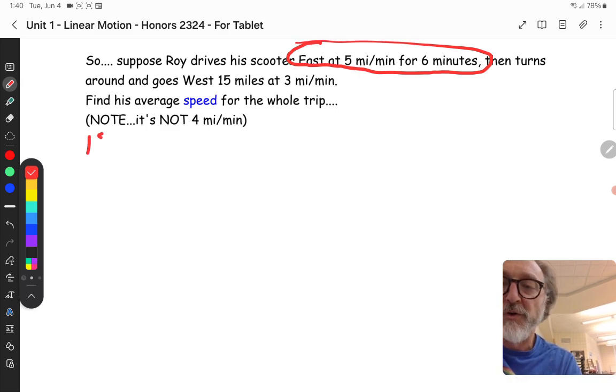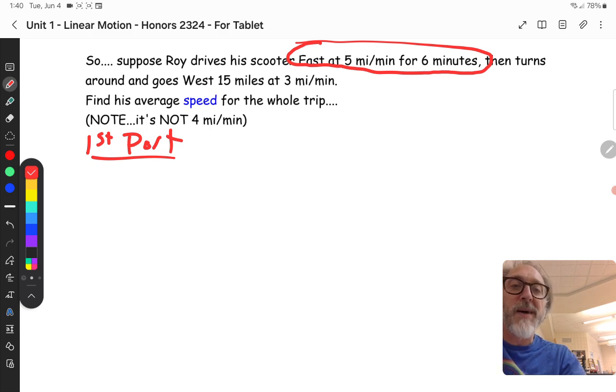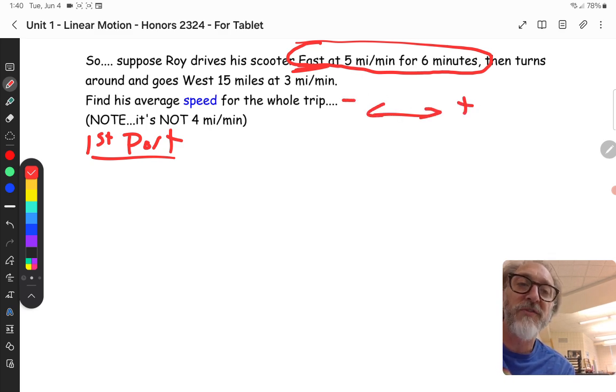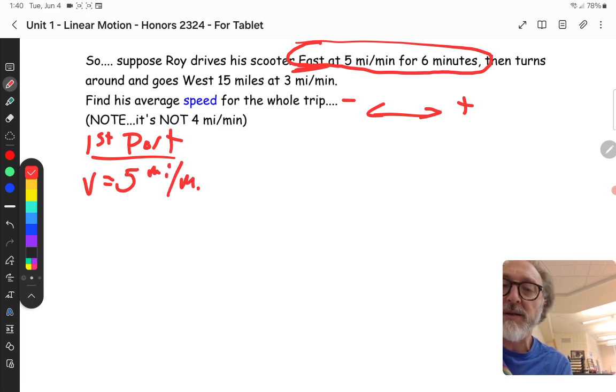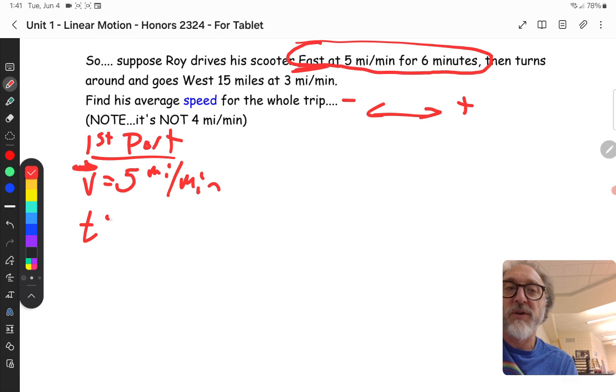So for the first part, he went 5 miles a minute. That's his velocity, and notice it tells me the direction. So let's make east positive and west negative. His velocity for the first part of his trip is 5 miles per minute. I'm going to put an arrow over that because it's a direction. The time is going to be 6 minutes.